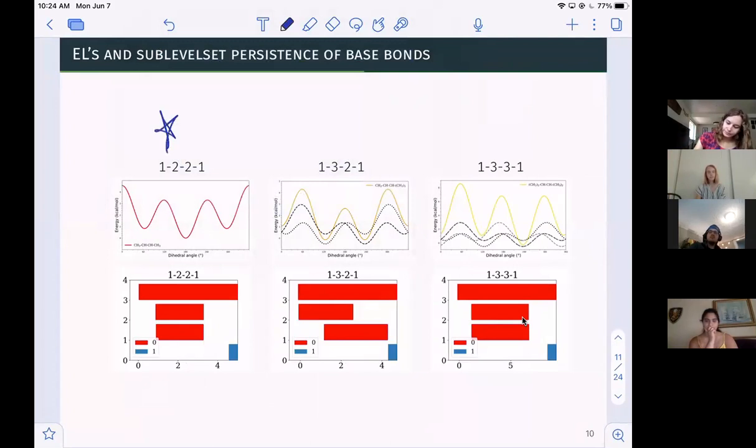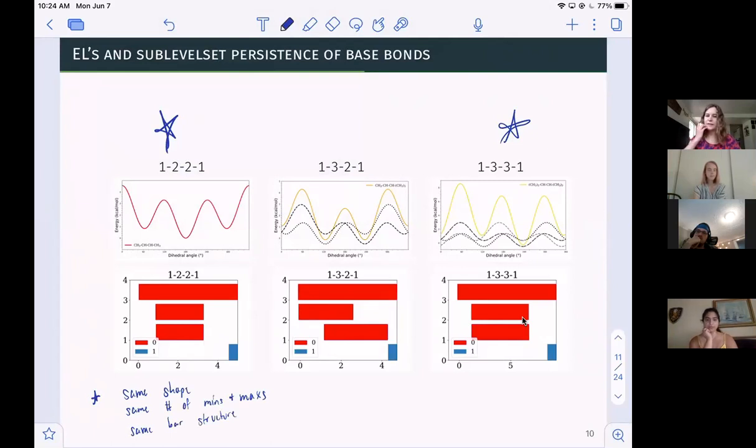these two are very similar, right? They have the same shape, same number of critical points, mins and maxes, and they have the same bar structure, which all of these are connected, of course. But it's kind of easier to visualize when it's written out.